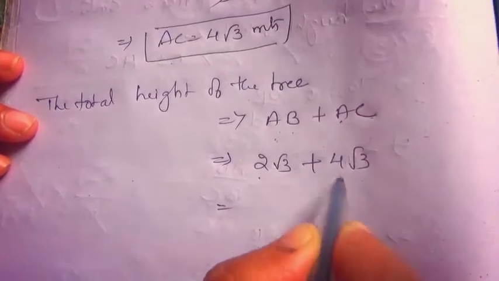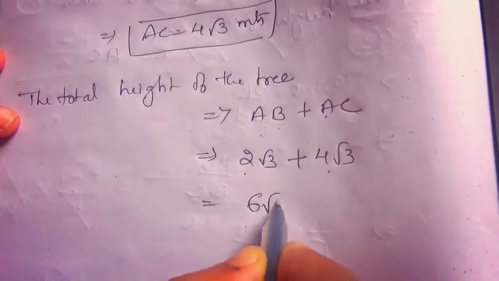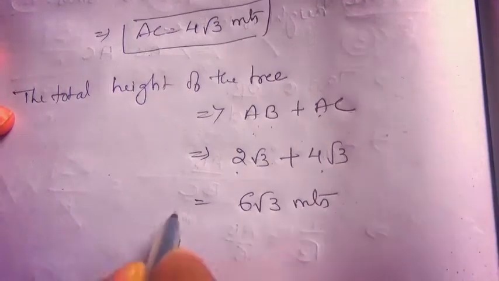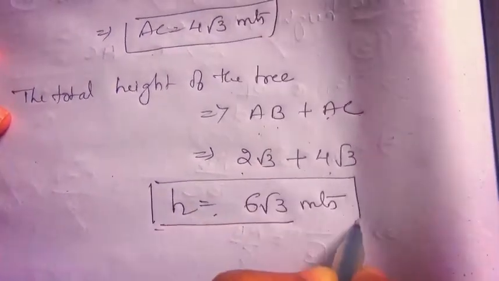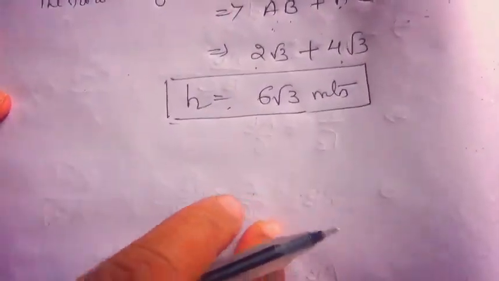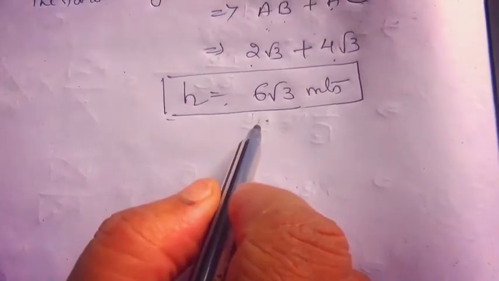Total 2 root 3 plus 4 root 3, 6 root 3 meters. So it is enough to find out the height of this tree, but if it gives any value, the decimals, you have to find out.